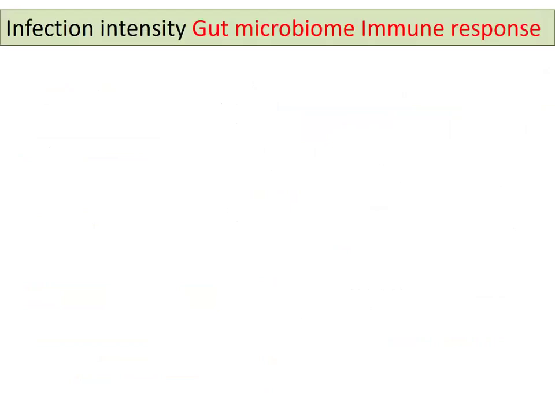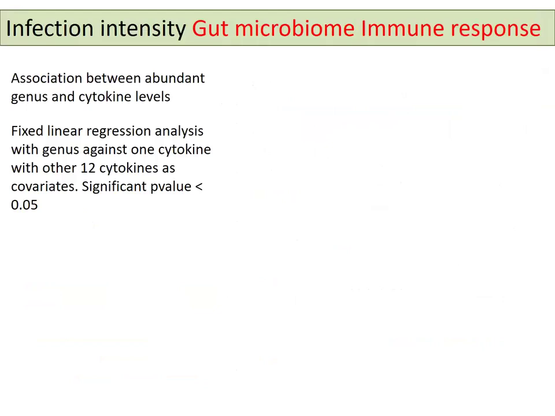So again, comparing the gut microbiome with the immune response, we did an association analysis between the abundant genus and the cytokines that we were able to measure using the Luminex assay. For this, we did a fixed linear regression analysis, whereby we took one genus, compared it with one cytokine, and had the other 12 cytokines as covariates. Significant associations have p-values less than 0.05.